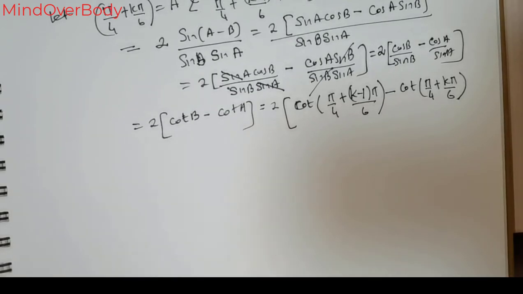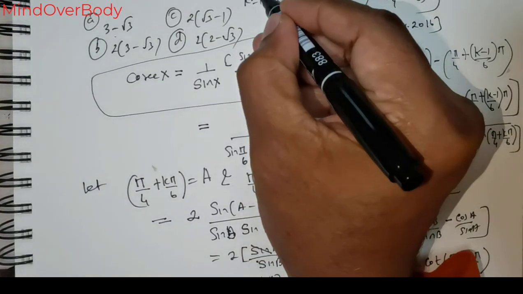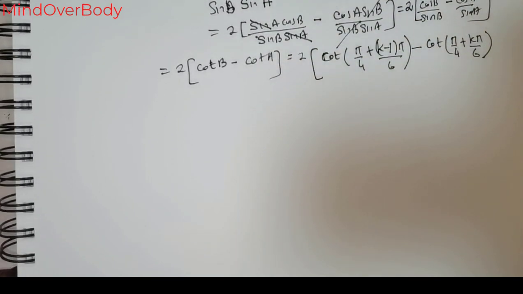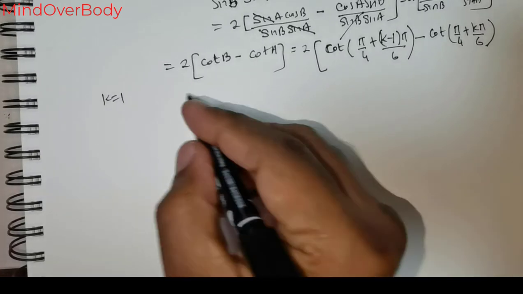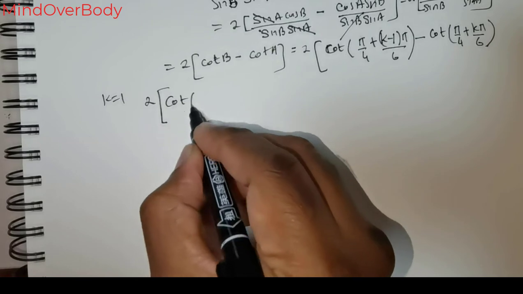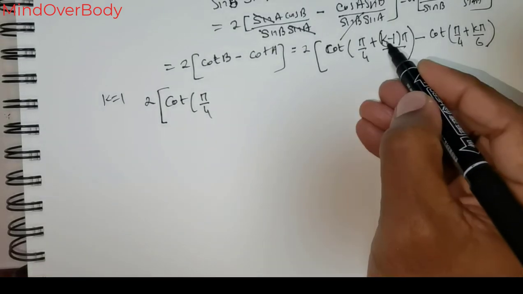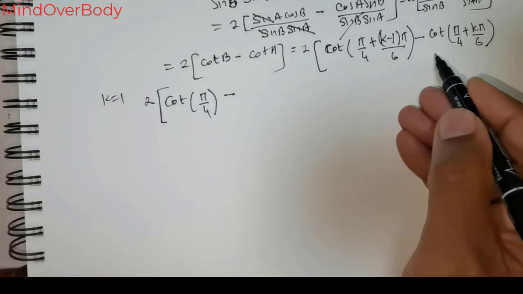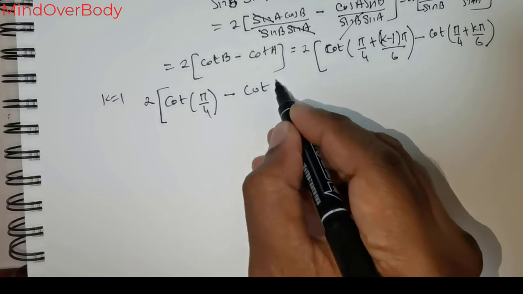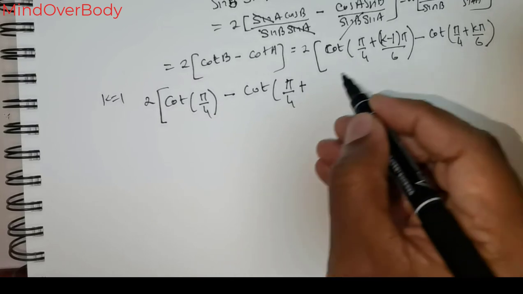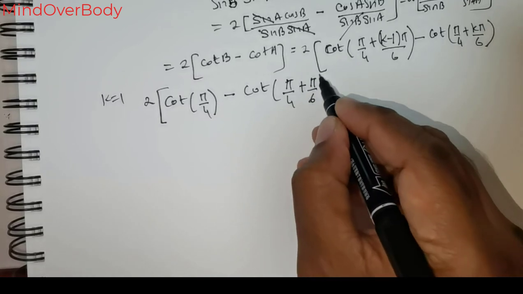Now we are given the summation from k equal to 1 to 13, so we will have to cater to those values. When k is equal to 1, we have 2 times cot of pi over 4, since k minus 1 is 0, so cot pi over 4 minus, for k equal to 1, cot of pi over 4 plus pi over 6. This is what I've got.